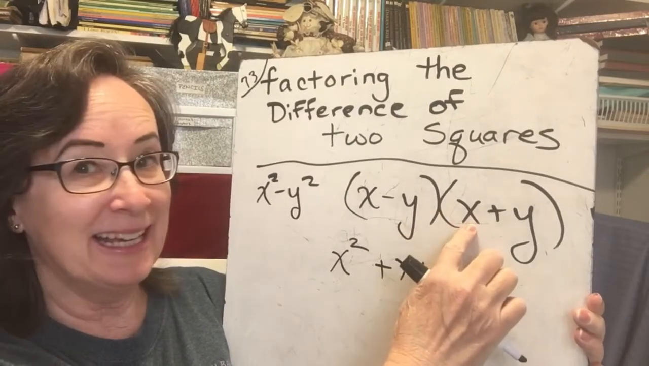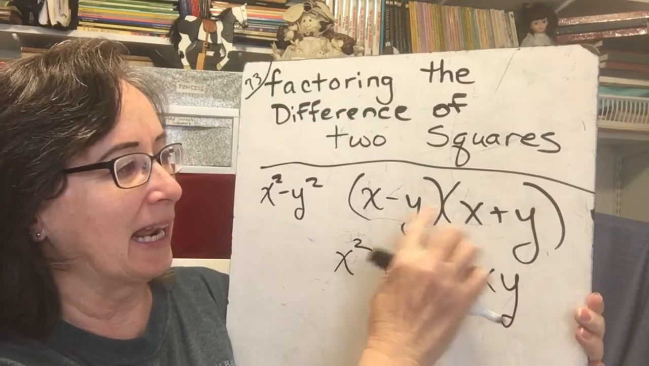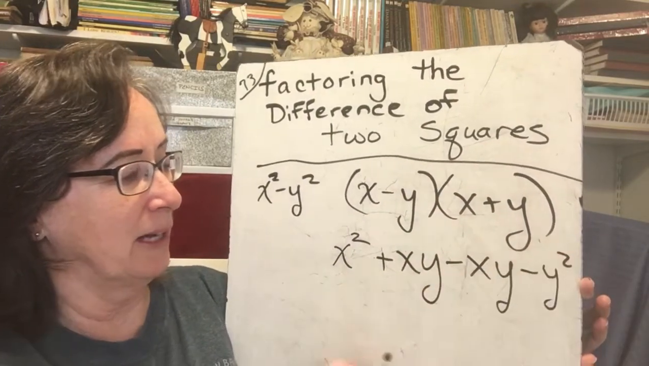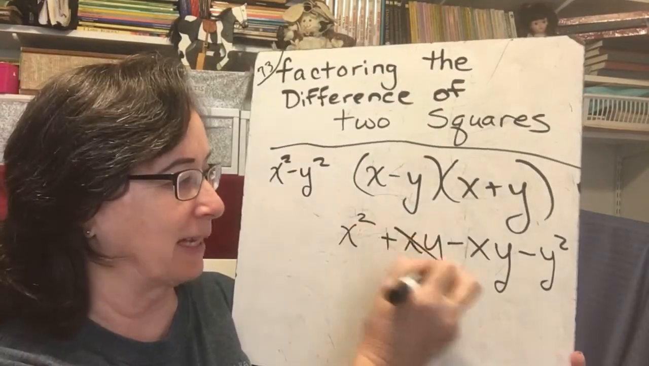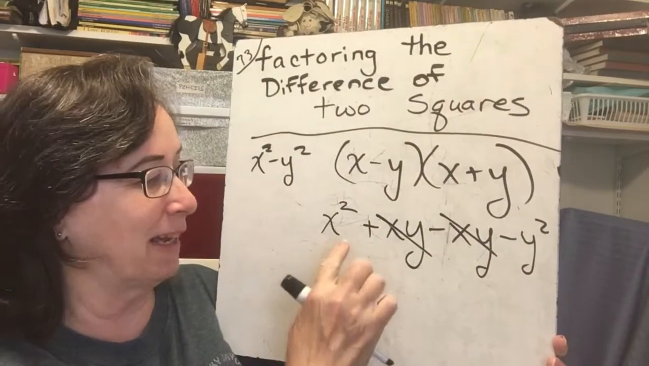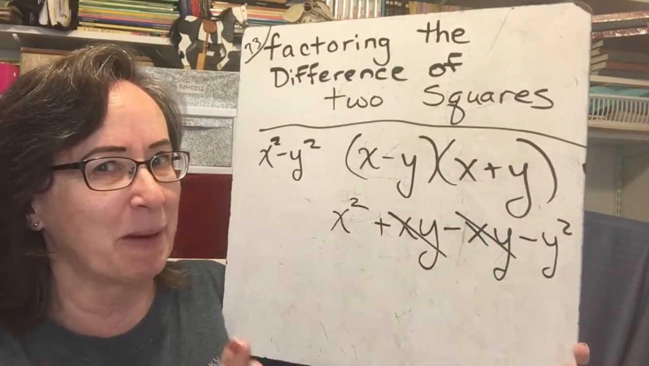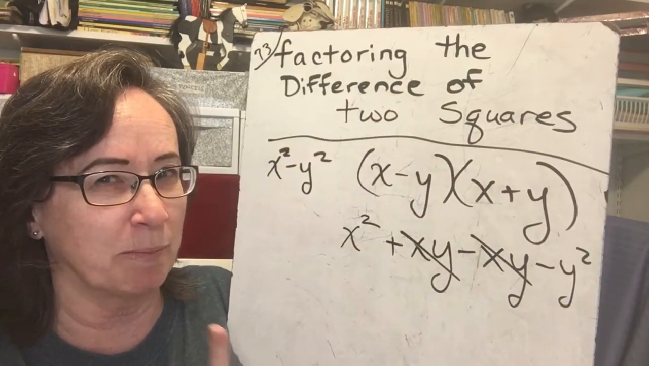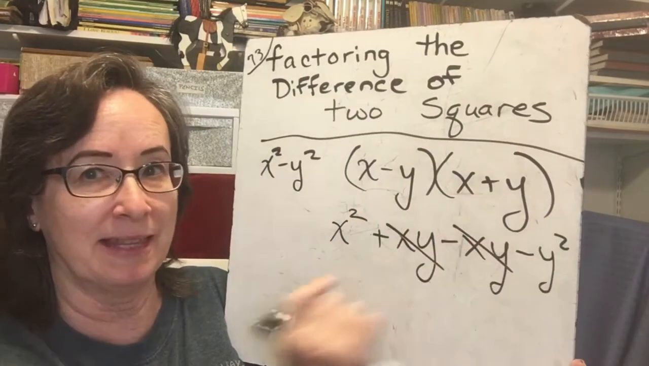Inside is negative xy, and last is negative y squared. So what happens is that my positive xy and my negative xy cancel out, and I'm left with x squared minus y squared. So remember that anytime you have an x squared minus y squared, it means that your middle term has canceled out, and you have this situation.